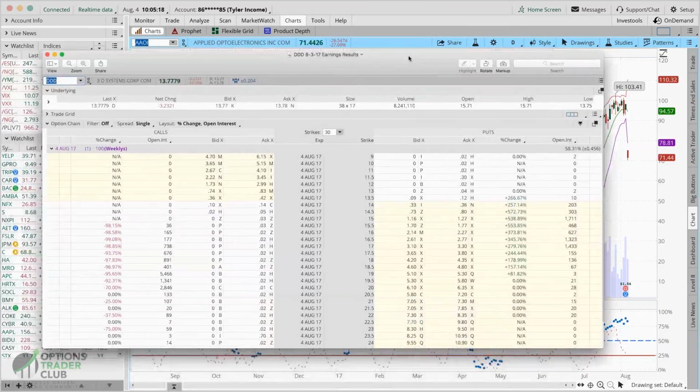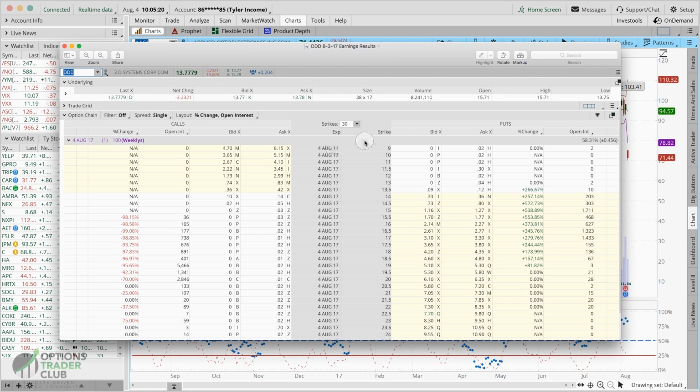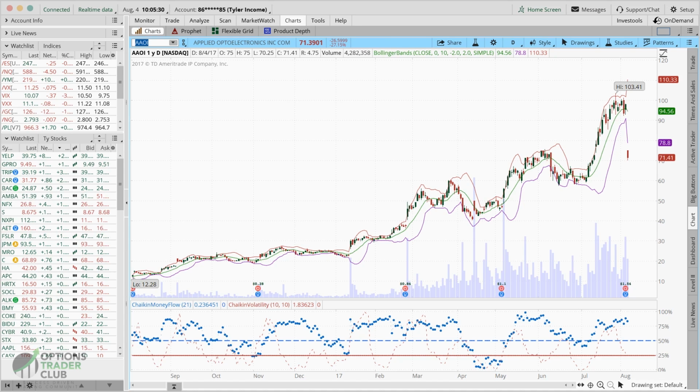How about this one? This is 3D Systems. Traded this one a lot. 500%, 400%, even the conservative strike selections, 280, 300%. So they're happening every quarter. The question you should ask yourself is, what are you doing to prepare for the next opportunity?